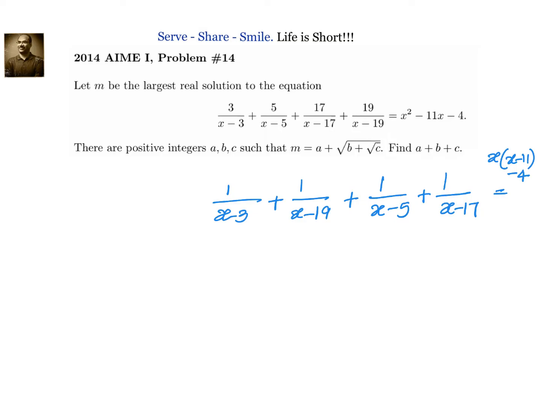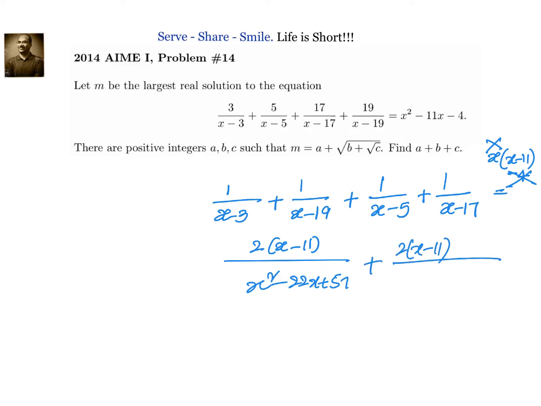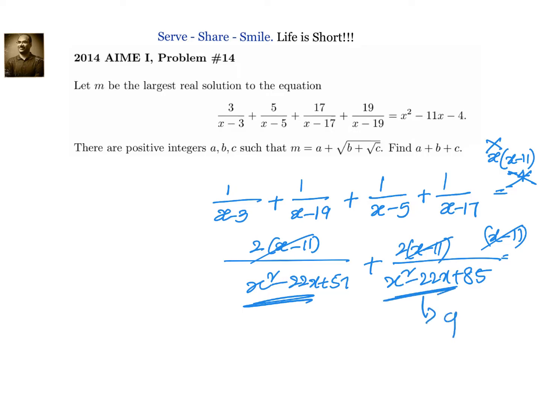Now if you are able to get this in this format and this 4 is removed, and if you are able to take out the x, then when you do LCM, what you are going to get in numerator is 2 into x minus 11 by x square minus 22x plus 57, then 2 into x minus 11 divided by x square minus 22x plus 85. And on the right hand side we have again x minus 11. So x minus 11 we can cancel, then we take appropriately something is equal to y, we should be able to solve this problem.